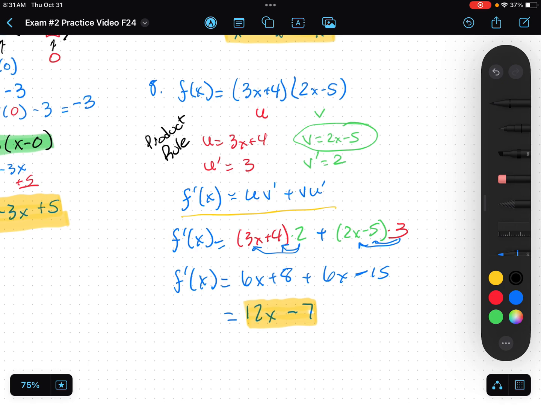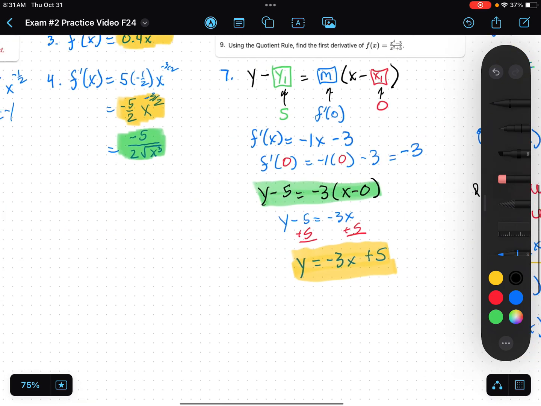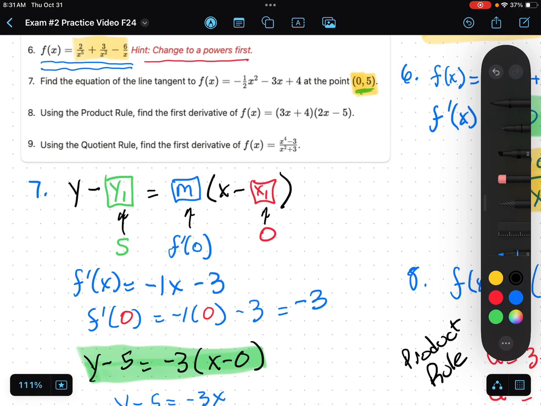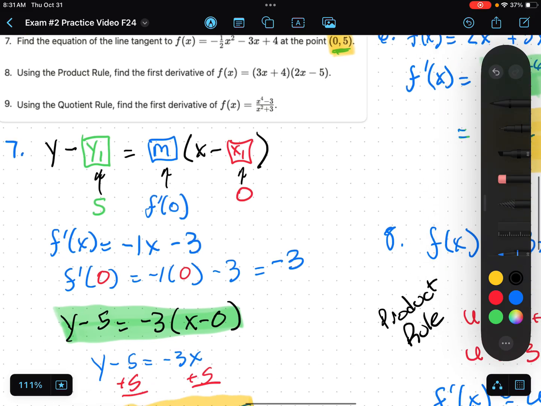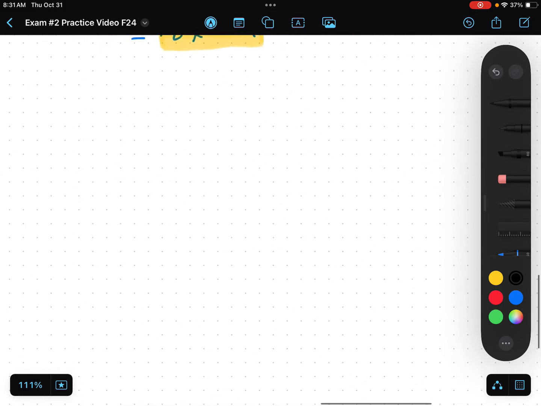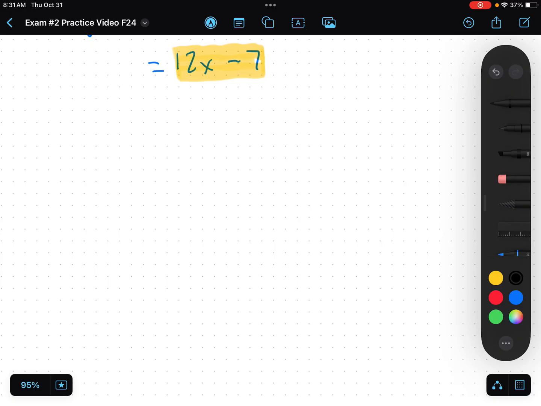Number 9, which is the last one for this video. We're going to use the quotient rule to find the derivative of this function. I'll scroll down here and put that on the screen. I'll rewrite the problem so we can see it. All right, so for number 9, the original function was f of x is x to the 4th minus 3 over x squared plus 3.